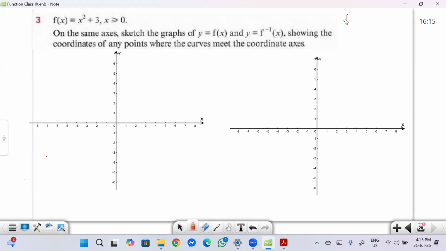So now what is given is f of x equal to x squared plus 3, and it is also mentioned that the domain is x greater than 0. So there will be no negative value we are going to put here. So for x equal to 0, where will it be? At 3, right? For x equal to 0, it will be at 3.